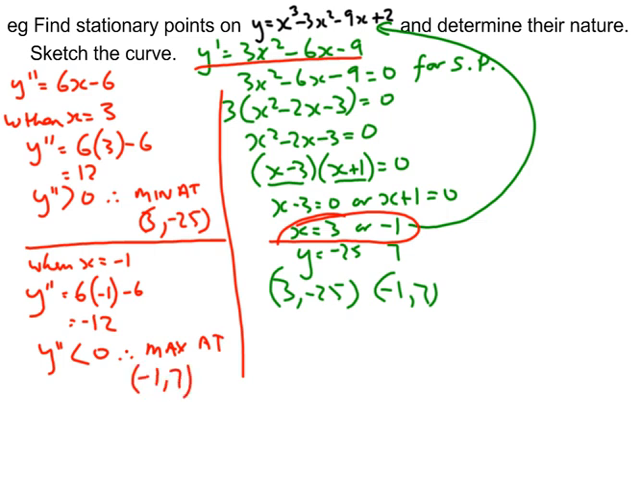So we'll come back in the next video and just see how we can put all that information into sketching the curve. So we've found the two stationary points, we've determined their nature, we've got a minimum here and a maximum here, and we'll see what that looks like on a graph in the next little video.